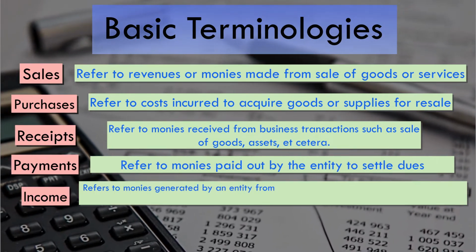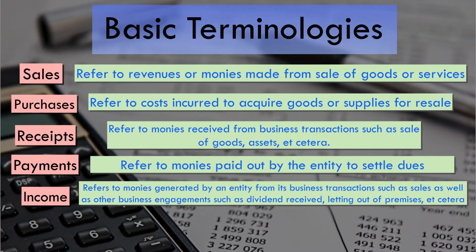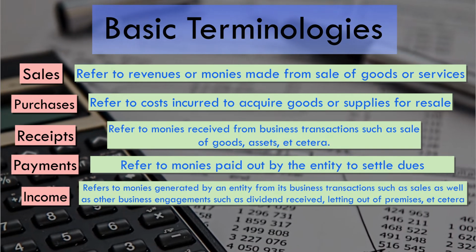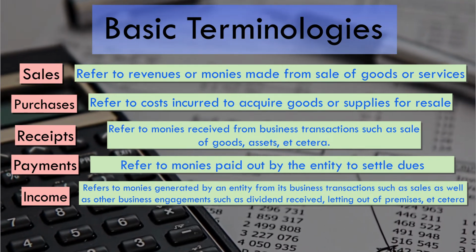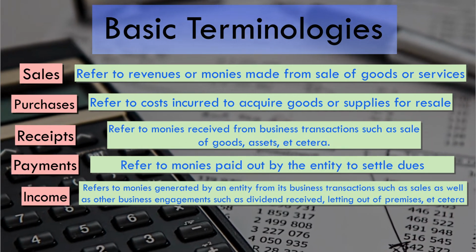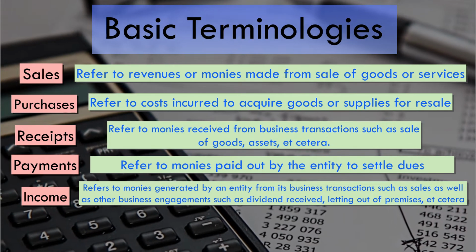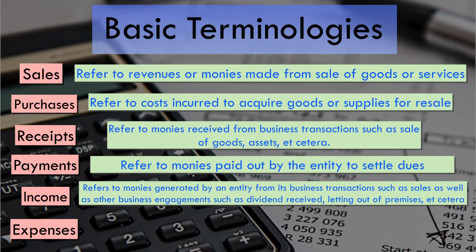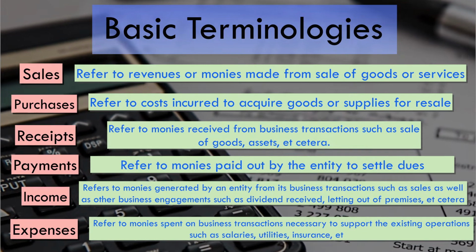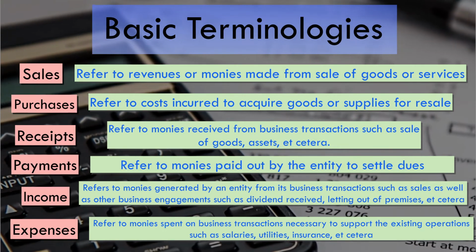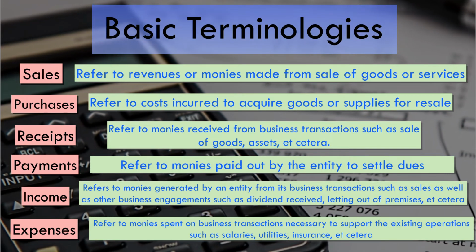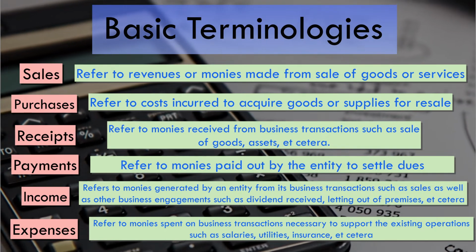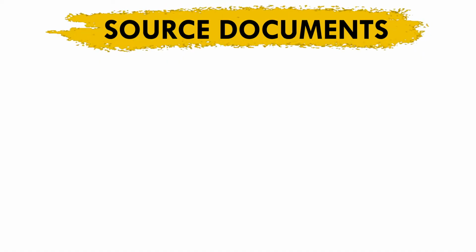5. Income. This refers to monies generated by the entity from its business transactions such as sales, as well as other business engagements such as dividend received, letting out of premises, etc. 6. Expenses. These refer to monies spent on business transactions necessary to support their existing operations, and these include salaries, utilities, insurance, etc. Source documents.